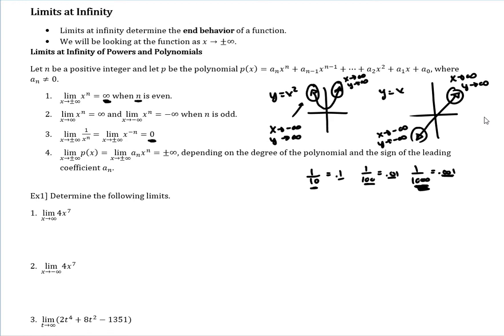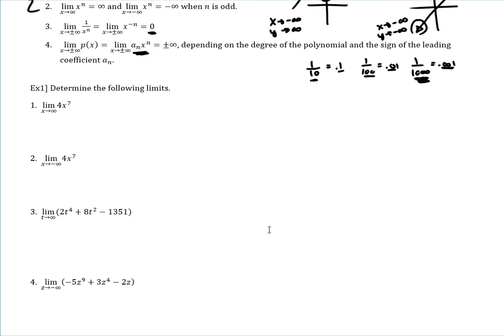And then our last rule, if we have a polynomial, then all we really care about is the leading term, just the very first term, to figure out the answer. And then it goes back to these two rules. All right, so let's break these down. Let's determine the following limits.